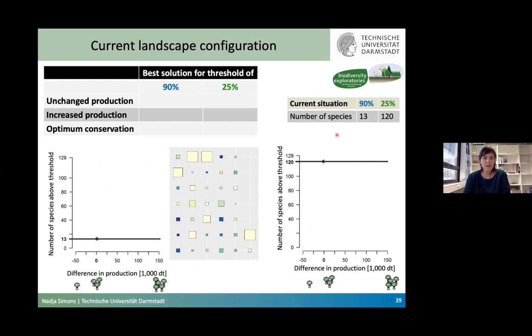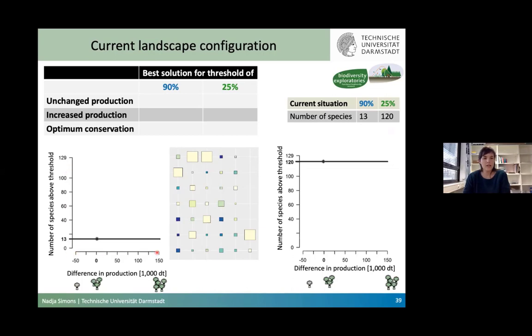Under the current situation depicted here, we have 13 arthropod species that reach 90% of the population size that they would under optimal landscape configuration, and 120 species, so almost all the species we sampled, reach at least 25% of their optimal population size. Then in these two graphs, you can always see the number of species that reach a certain threshold, 90% or 25%, under the optimal landscape configuration.